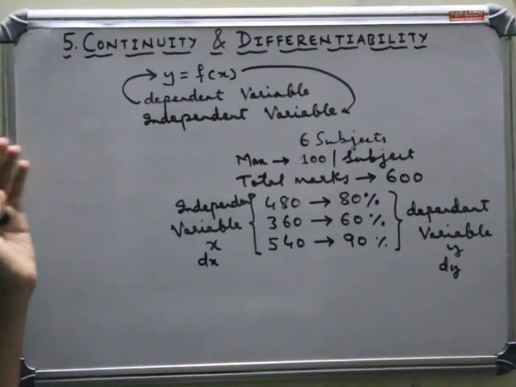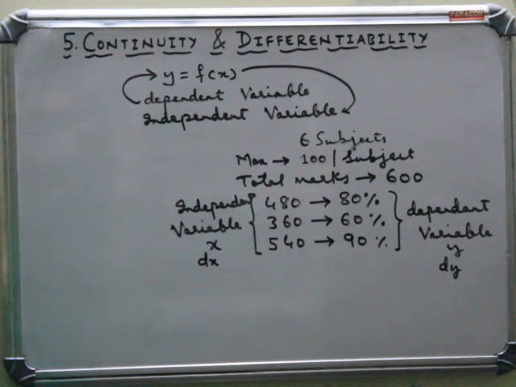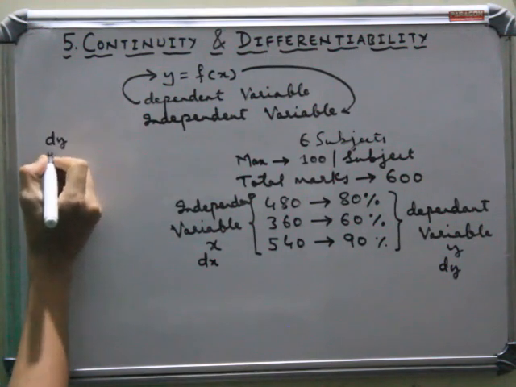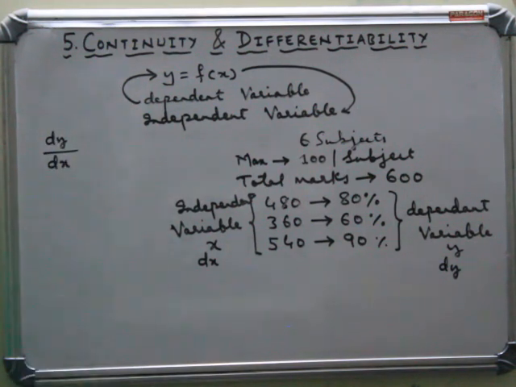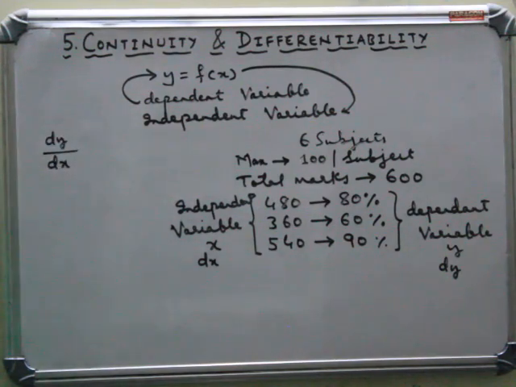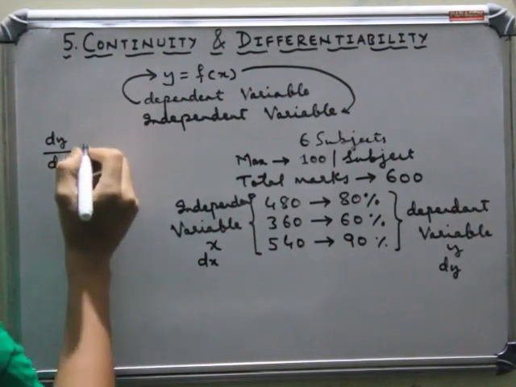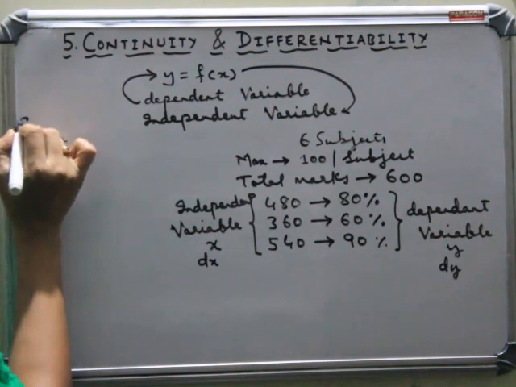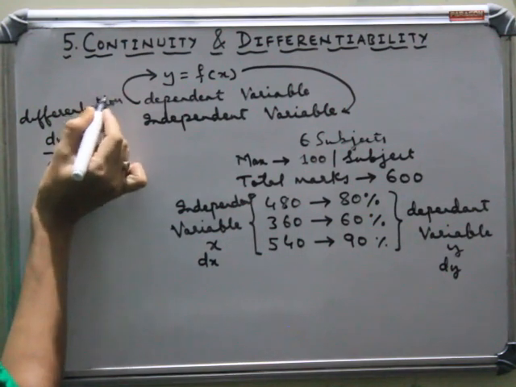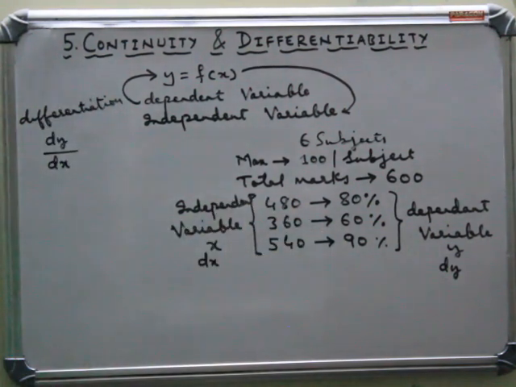Now what we are going to do? How do we find the derivative? We can write it like this: differentiation of y with respect to x. Now this is what is called a derivative, or this concept is called differentiation. So this is a real life example I took to make you understand the concept.